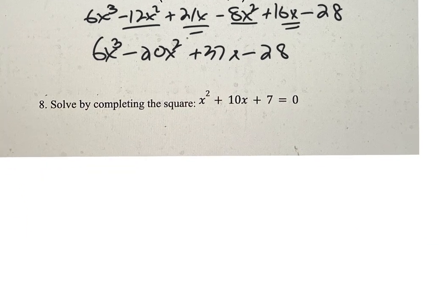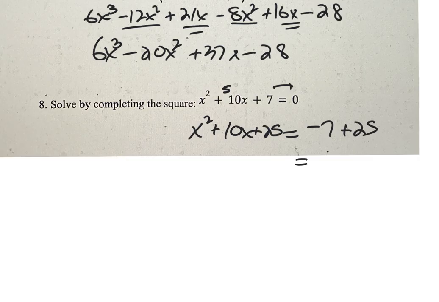Number 8, solve by complete the square. You must show your work on this one to get credit for it. So to complete the square, first thing you do is I'm moving the 7 to the other side. All right, and then remember the gesture. Half the middle, square, add to both sides. So half of the middle, half of 10 is 5. Square it, it's 25. Add to both sides. On the right-hand side, I get 18.